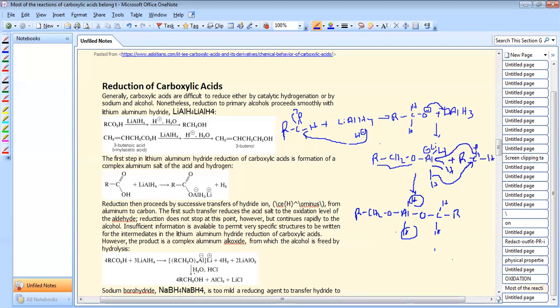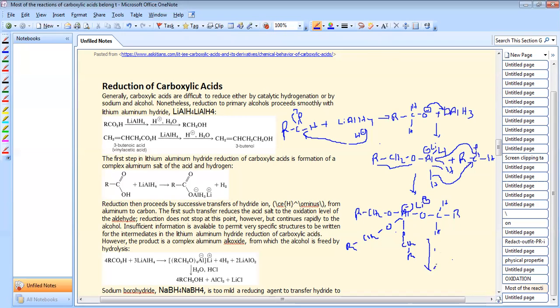So acidic hydrolysis will give our product. After hydrolysis of this one, once the two hydrogens are replaced with these two hydrogens, here I'm showing in the same manner O CH2 R, here also O CH2 R. So it will acquire a negative charge and the lithium ion here.